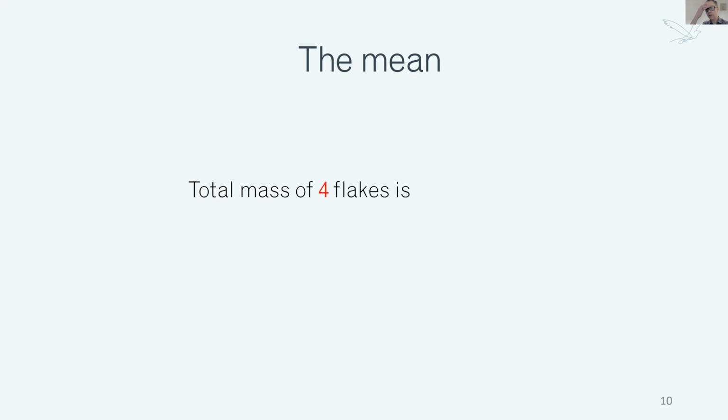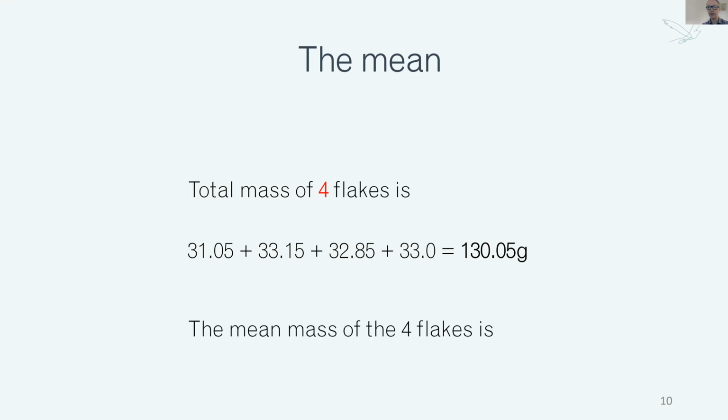So we have a total mass of the 4 Flakes by adding up. Hopefully this is what you saw, 130.05 grams. And so to get the mean mass of the 4 Flakes, we take 130.05 and divide it by the 4. And in my case, I've rounded it to 2 decimal places. So that's 32.51. And I see that a number of you put that.